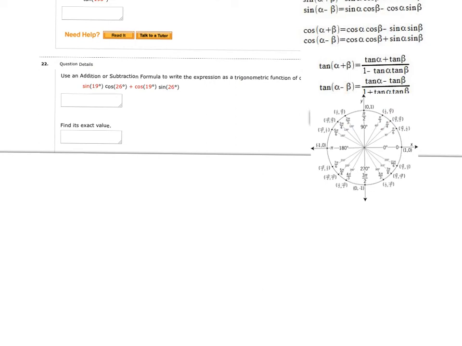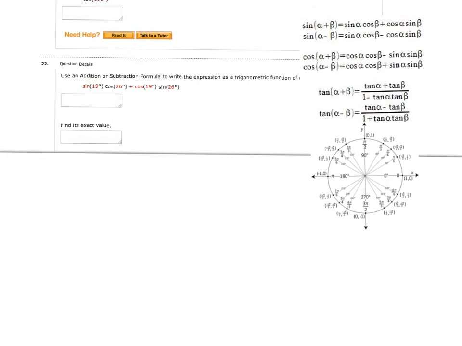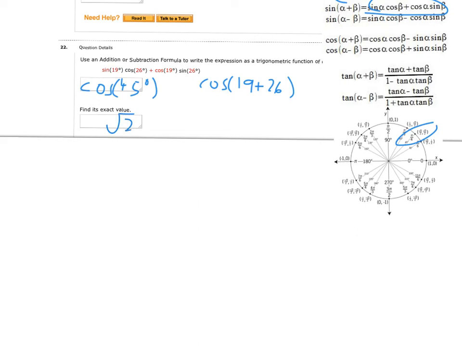All right, next up here, in this case we see an expanded version of one of our formulas. I actually think that it is this one up here. So you can see it's sine of something, cosine of something else, plus cosine of the first thing, sine of the second thing. So we're going to move it back into this form. So this is going to become cosine of 19 plus 26. And so I'm going to simplify that and say cosine of 45 degrees. I think it is important that you put that degree symbol there. And so now I have to find its exact value. So I'm going to go do cosine of 45 degrees, which is rad 2 over 2.